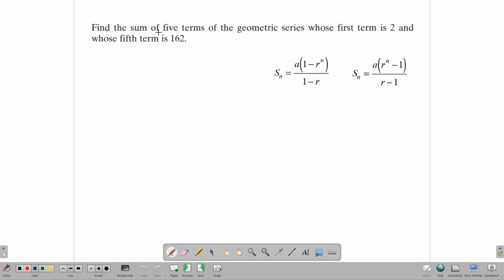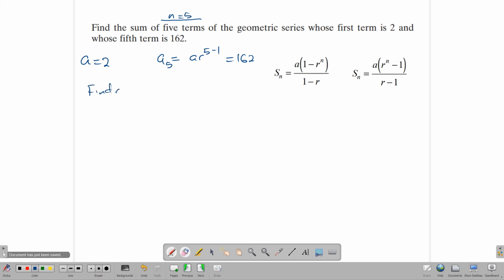Find the sum of 5 terms of a geometric series whose first term is 2 and whose fifth term is 162. So the first term is 2, so we know that a is equal to 2, and the fifth term would be a5, which would be equal to ar to the 5 minus 1. That's how we'd write it. a5 is equal to 162. Now what do we have? We have a, we have the number of terms, this is n, but we do not have r. And so we need to find r first. So we're going to find r.